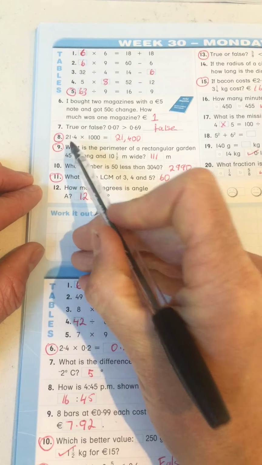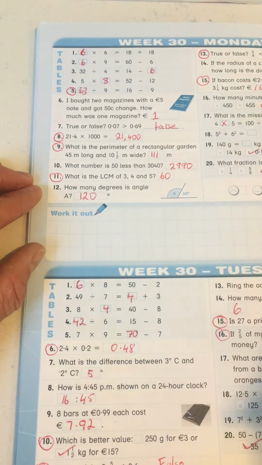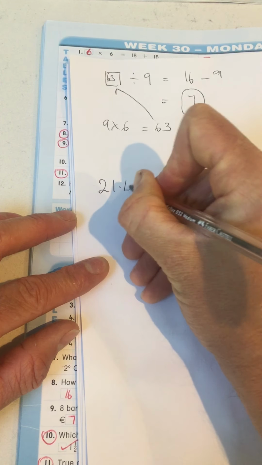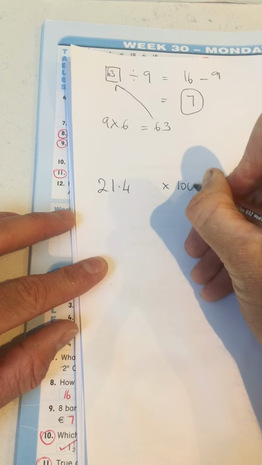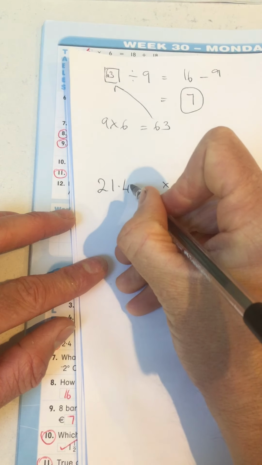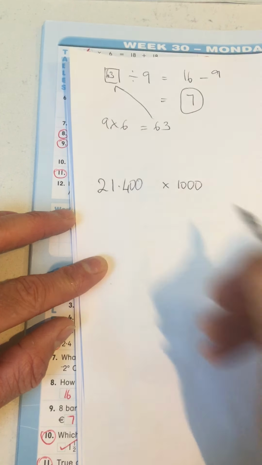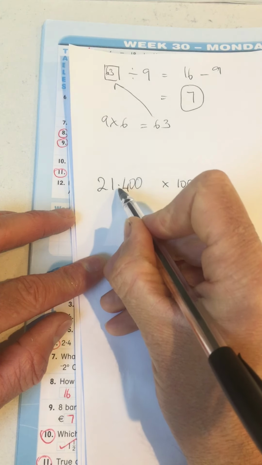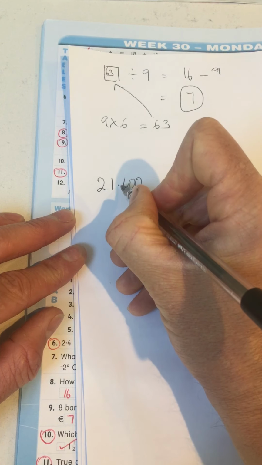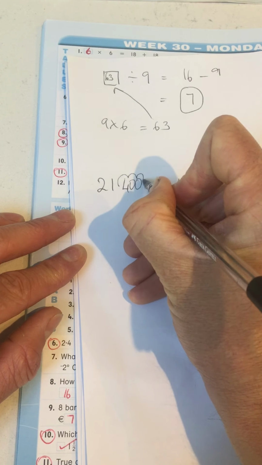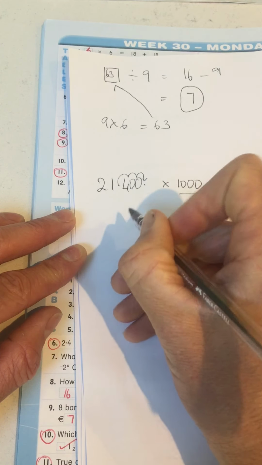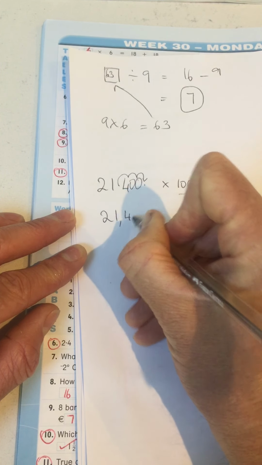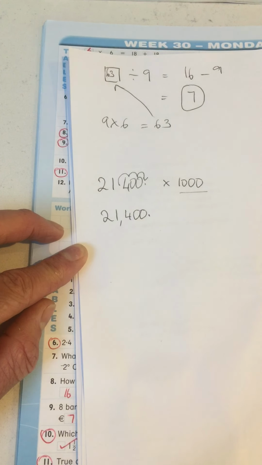Going down to number 8, 21.4 multiplied by 1,000. Now, 21.4, we can put in zeros here. Doesn't change the number, and when I multiply by 1,000, I move the decimal place 3 places. So I'm going to move it 1 place, 2 places, 3 places. So my answer here is 21,400. And I've moved my decimal point.